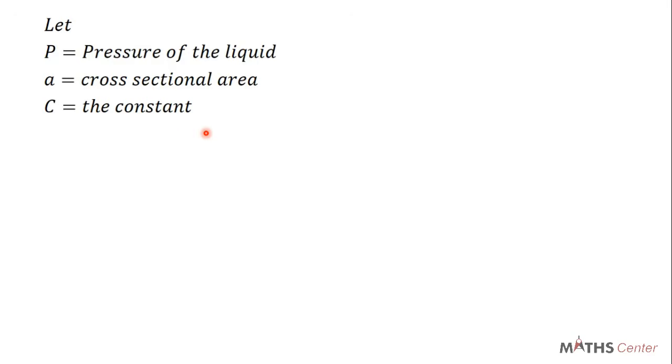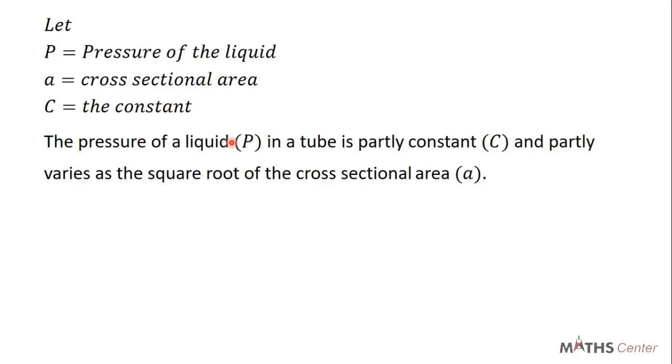Now from the question, we know that the pressure of the liquid, which we have represented by P, is partly constant, and we are representing that constant by C, and partly varies as the square root of the cross-sectional area, which we have represented by A. So we can see from here that the pressure is in two parts. The first part is a constant, and we have represented that constant by C.